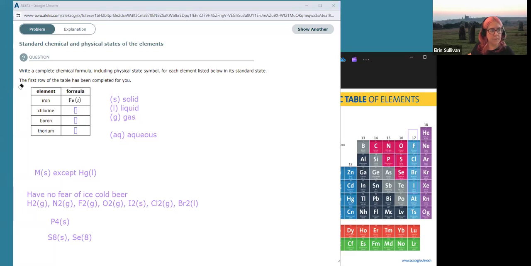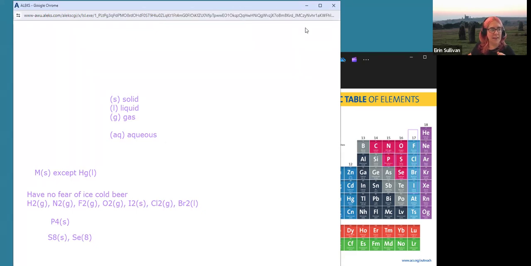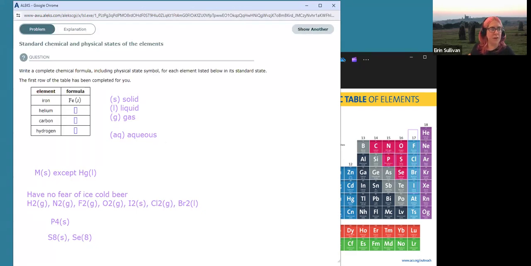Oh, we've had these before. Let's do another one then. Go on, make it exciting. Give me like phosphorus. So helium is a noble gas. Noble gases are just found as atomic gases like this. Same for neon, argon, krypton, etc. Carbon, just solid. And hydrogen is one of those homonuclear diatomic gases that we had to learn. Have no fear of ice cold beer. There is hydrogen there.